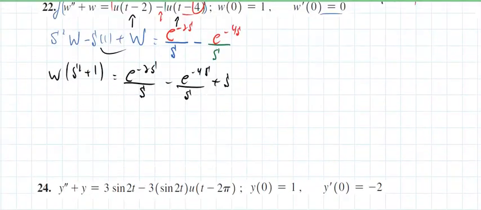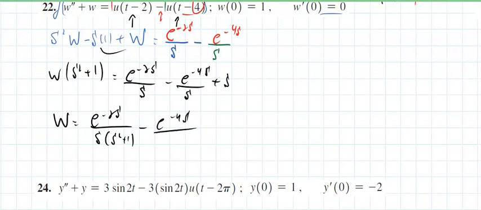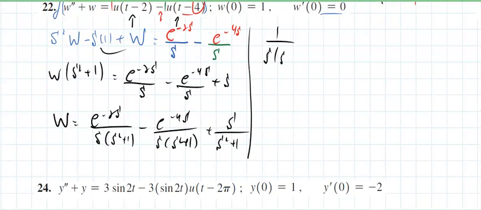So altogether, I'm looking at W equaling e to the negative 2s over s times (s squared plus 1), minus e to the negative 4s divided by s times (s squared plus 1), plus s divided by s squared plus 1. Now if I take 1 over s times (s squared plus 1) and break that up, that turns out to be 1 over s minus s over s squared plus 1.